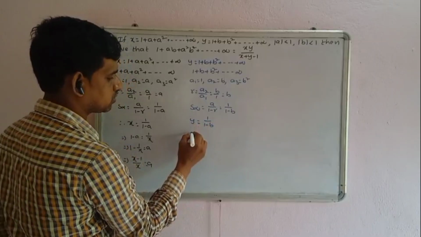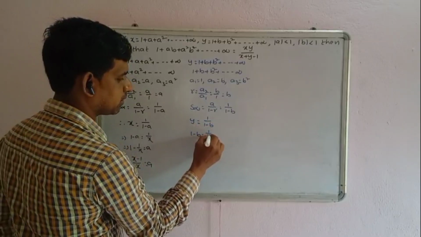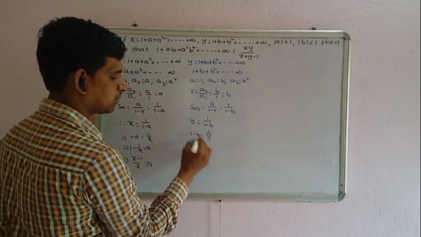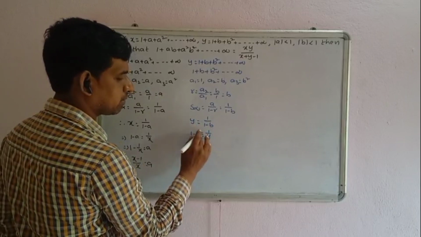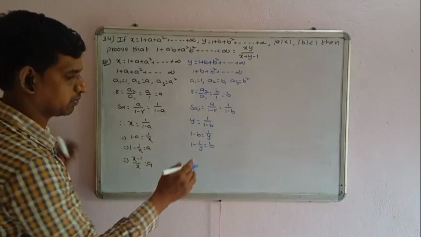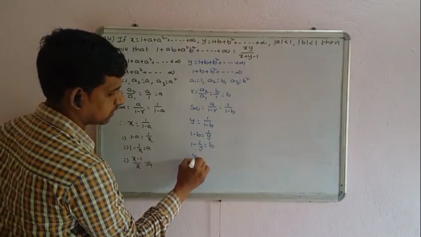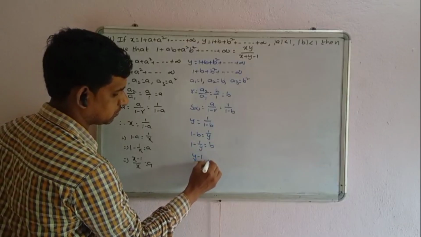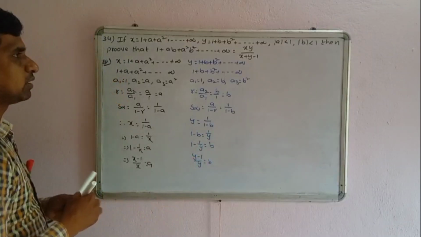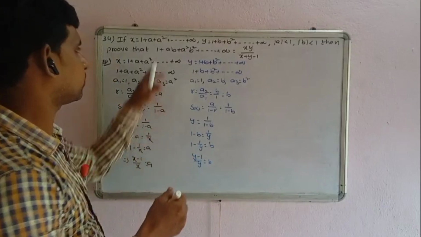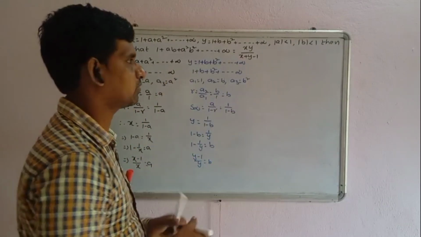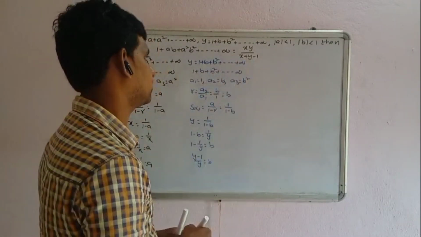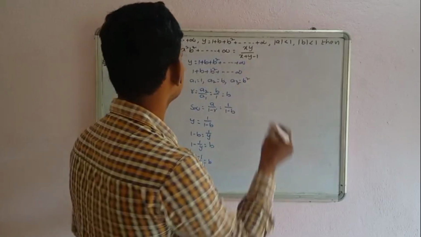So 1 minus b, transposing to the left side, 1 minus b equals 1 by y. So 1 by y transposed to the left side is minus 1 by y, and minus b transposed to the right side is positive b. y times 1 is y, minus 1 by y, equals b. Okay, now we have to show that 1 plus ab plus a square b square and so on to infinity equals xy by x plus y minus 1.